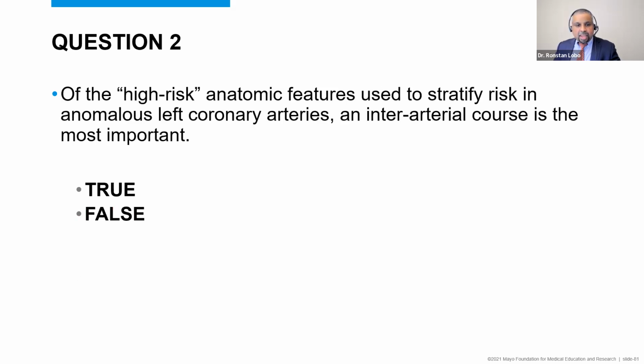So question 2 now again. Of the high-risk anatomic features used to stratify risk in anomalous left coronary arteries, an interarterial course is the most important. Is this true or is this false?